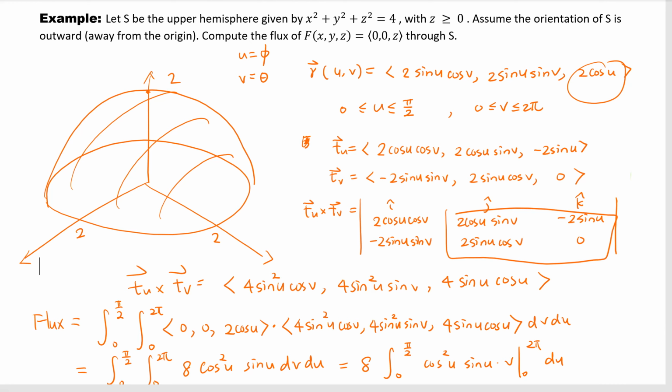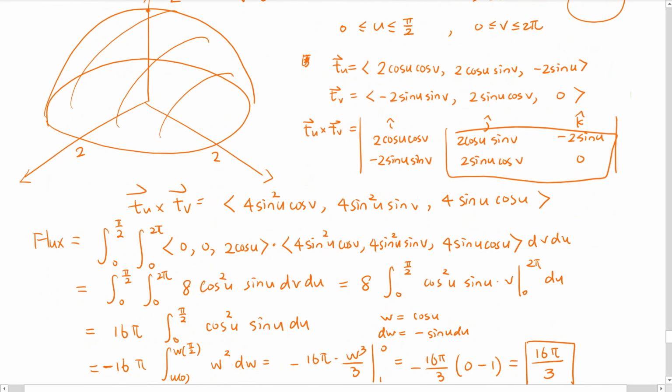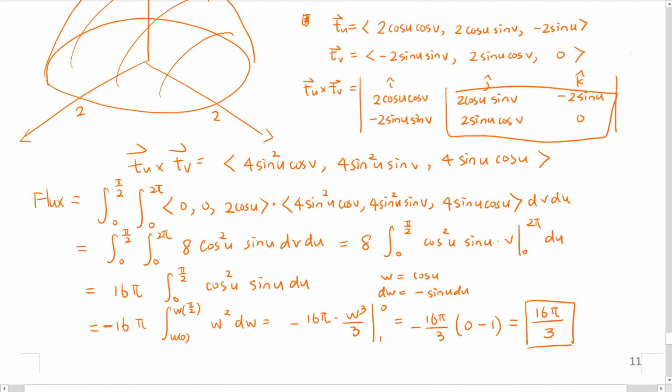Then we can take the derivative with respect to U and the derivative with respect to V to find the tangent vectors. The normal vector is the cross product of TU and TV. Because we're doing flux, we don't need to compute the magnitude. So the flux integral uses the vector field dot product with the normal vector, TU cross TV. Then we can calculate the trig integrals, the double integrals. So far, so good, everybody?